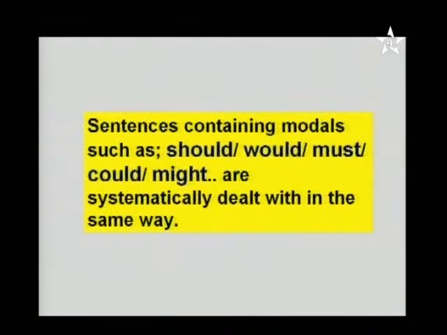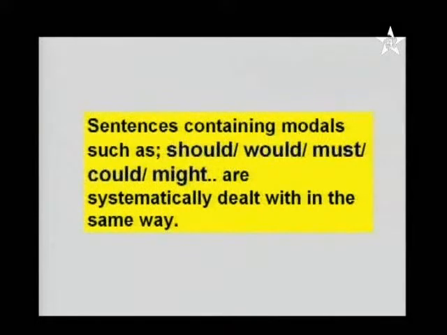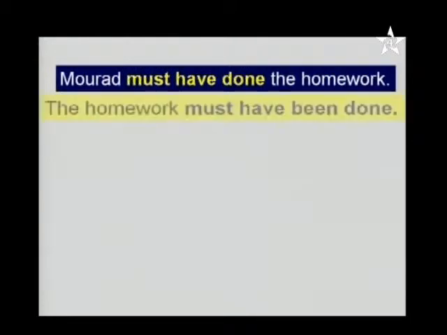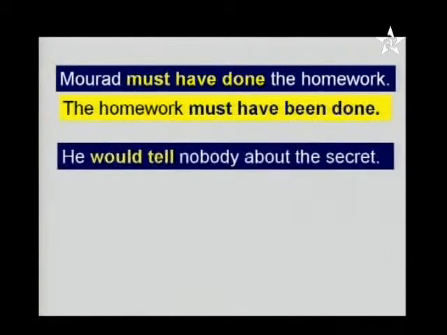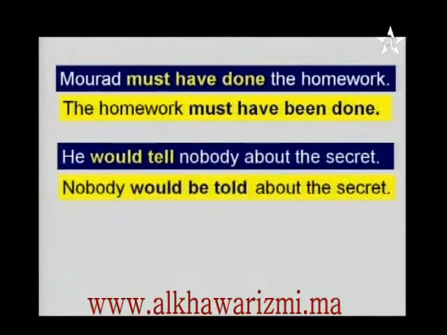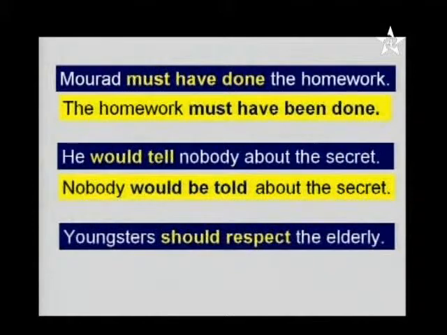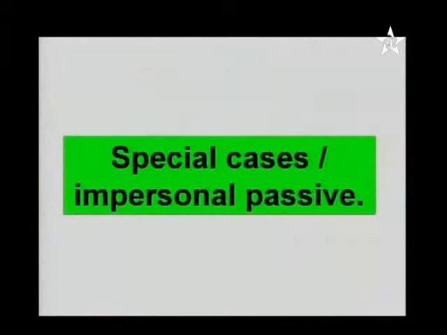Sentences containing modals such as should, would, must, could, might are systematically dealt with in the same way. Let's take an example. Murad must have done the homework. So the homework must have been done. He would tell nobody about the secret. Passive: nobody would be told about the secret. Third, youngsters should respect the elderly. Passive: the elderly should be respected.